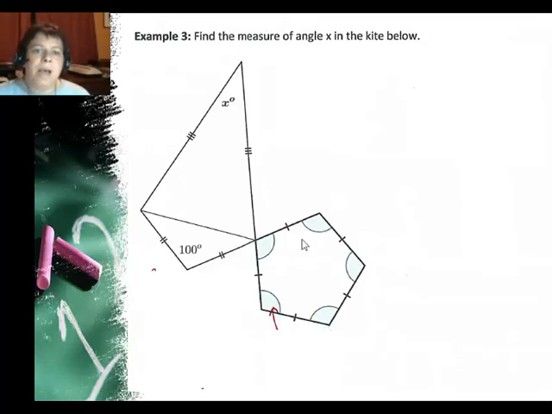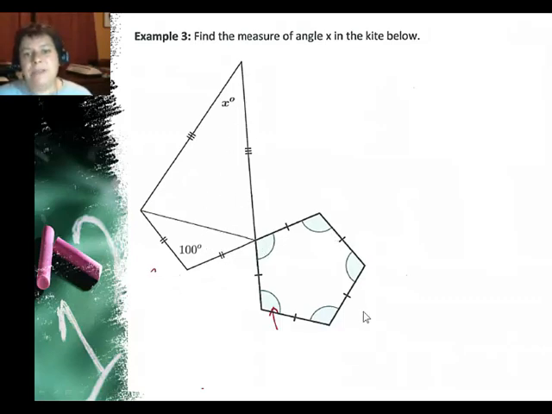In this example, I've got a kite here, and I'm trying to find this angle. You could say that's a vertex angle. In fact, you can see we only have one diagonal drawn here, and it looks like we have two isosceles triangles that we cut the kite into.